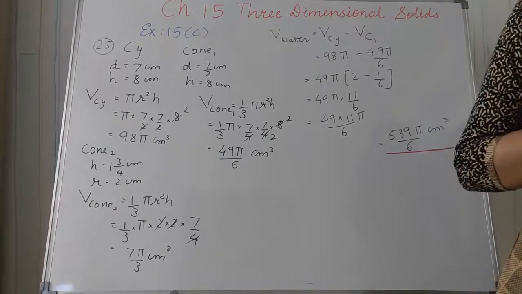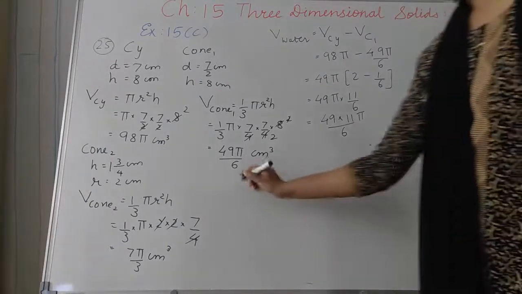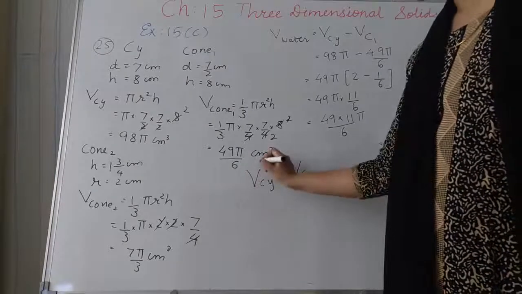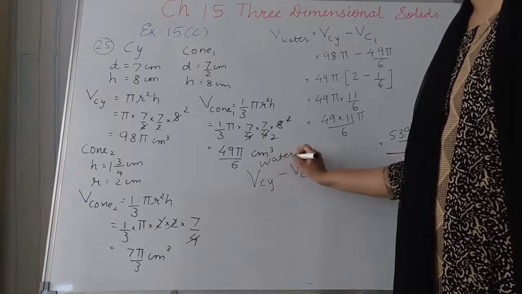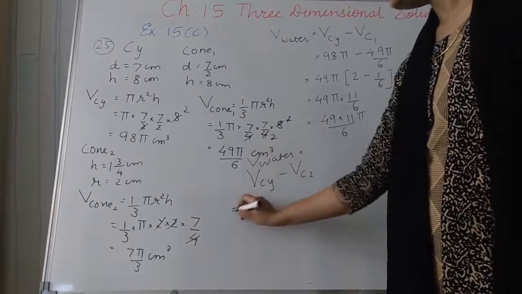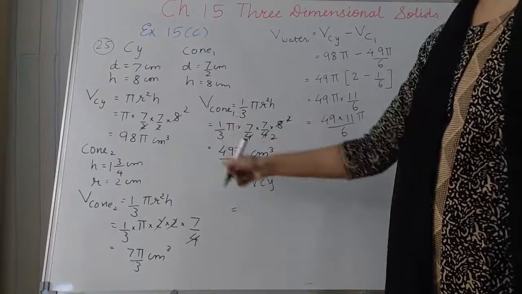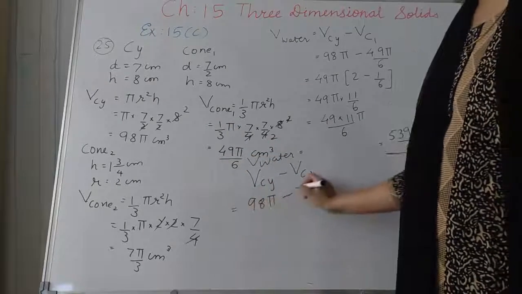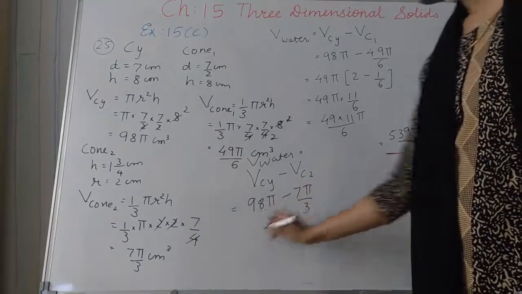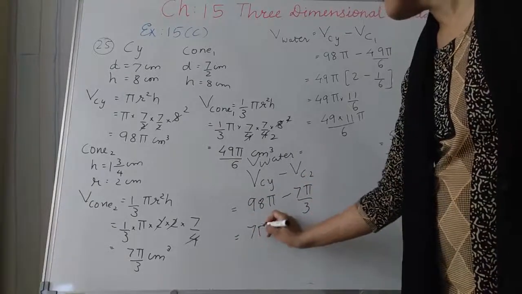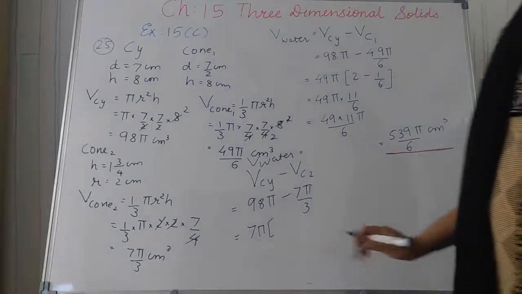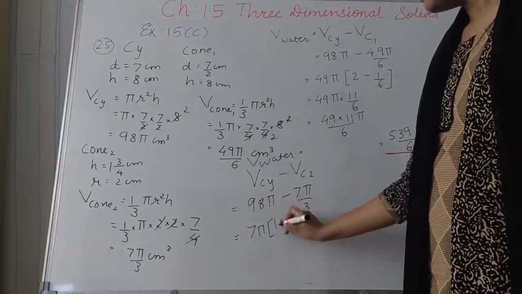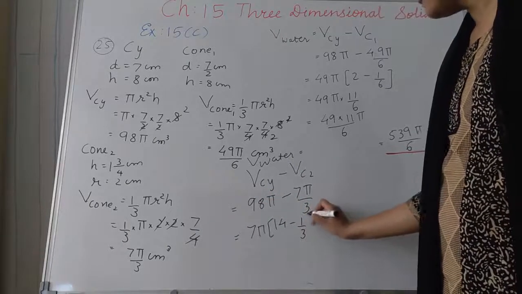So for that we now find volume of cylinder minus volume of cone 2. So then again we get the water volume. So here volume of cylinder again 98 pi minus this is cone 2, 7 pi by 3. So we take 7 pi common. So here we get 7 ones are 7, 14 minus 1 by 3.